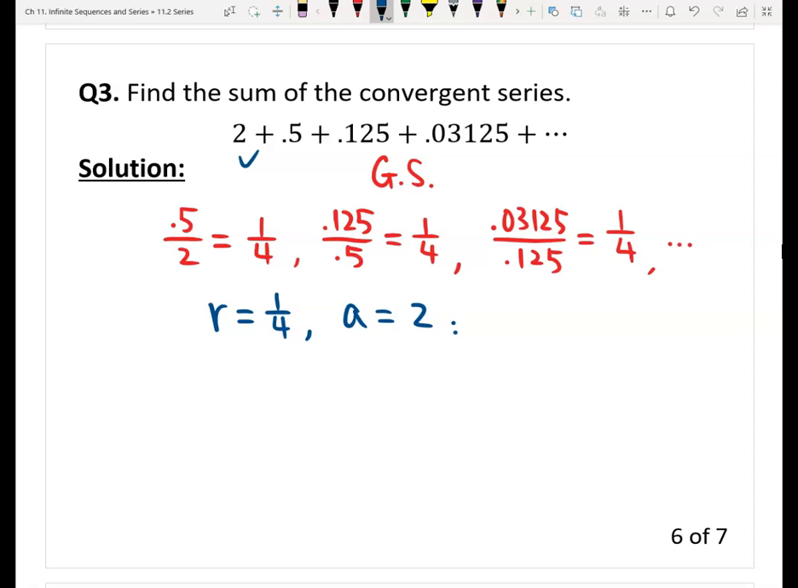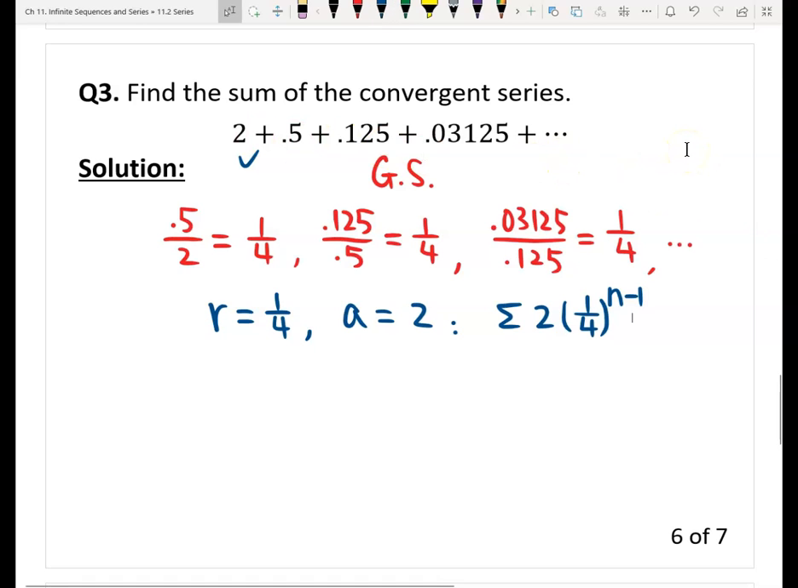If you like, I can write this general notation, which is sigma. Can you see? A, which is the first term, is 2, right? Times the common ratio R, which is 1/4, and the power is n minus 1. Okay, you can verify this is exactly the same as this question showed.